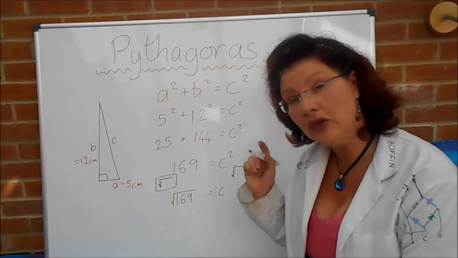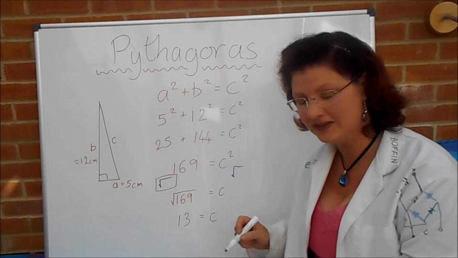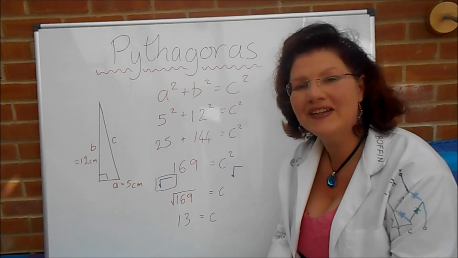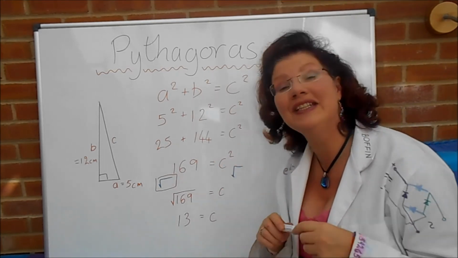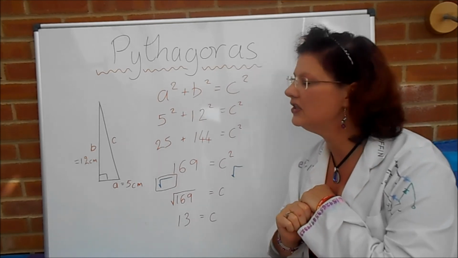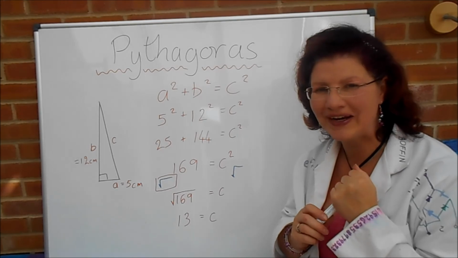Right, hopefully your calculator gave you 13 as C, exactly 13. Check on your diagram, measure side C, you will find it is exactly 13 centimetres. If it isn't, check your drawing because it should be exactly 13 centimetres. And there you go with your second Pythagorean triangle.